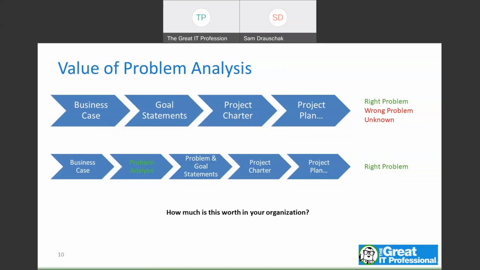Now, that doesn't mean the project can't be hitting lots of hurdles in execution, and you still have your classic problems of overrun costs and different things going wrong. But at least you know at the end of the project, you should be solving the right thing. So then the question is, how much would this be worth in your organization?